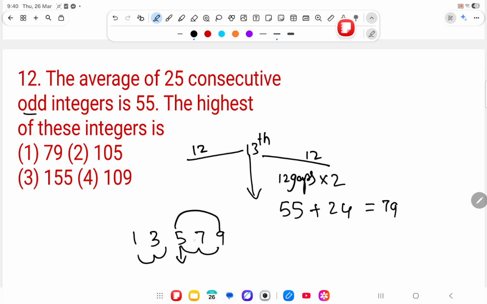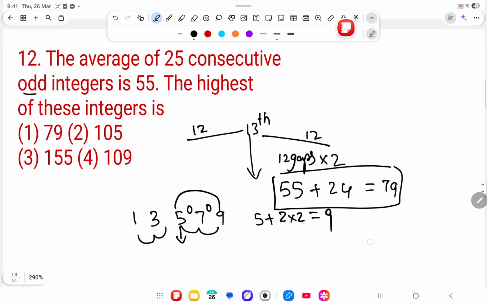Now they are asking for the highest, which means the right side. It is increasing by 2 every time. How many gaps are there? 2 gaps. So 5 plus 2 into 2 is equal to 9. The same way we have solved this: 55 plus 2 into 12, so 79.